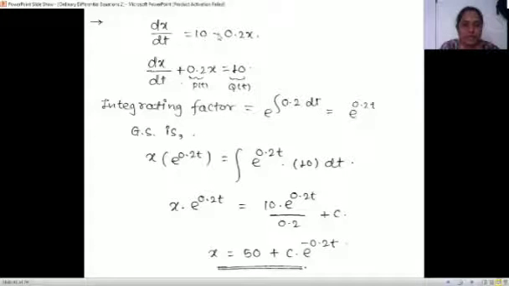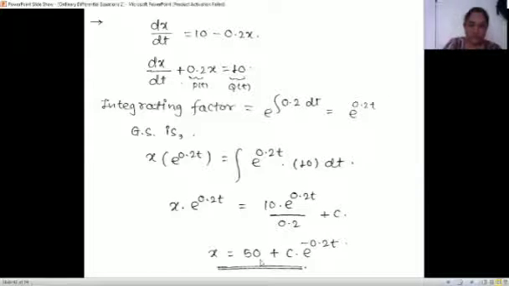So that's what we'll write, dx by dt plus 0.2x is equal to 10, which is a linear equation, right? That's what we are finding, the integrating factor, which is nothing but e raised to integration 0.2 dt, that is e raised to 0.2 t. Therefore, the general solution is, this is linear in x. So x into integrating factor is equal to integration of integrating factor into q, q is 10, dt plus c. And that's what it is, 10 e raised to 0.2 t upon 0.2 plus constant of integration.